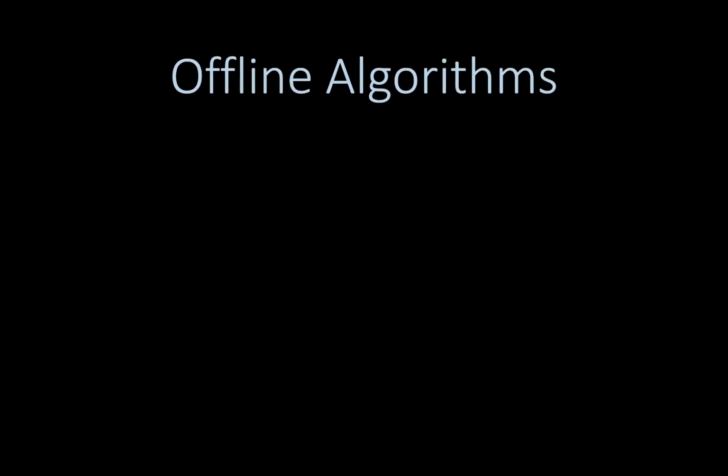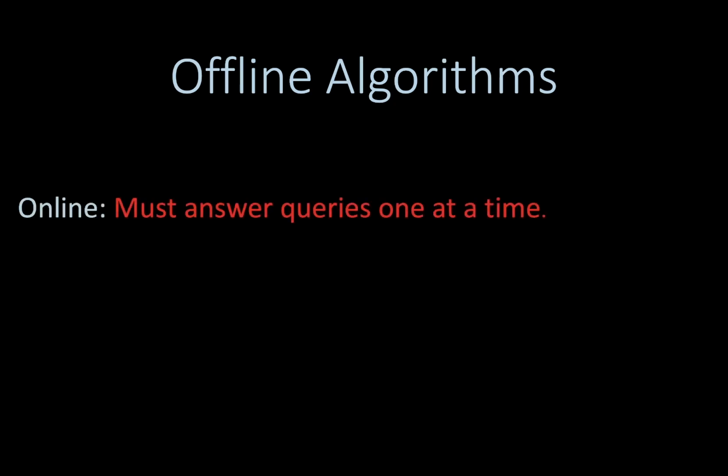Well, you might have heard the terms online and offline before, and they relate to how you're given input in a problem. In a problem which is solved in an online fashion, you must answer queries one at a time. So if you have a question where you have to answer a bunch of queries, you have to answer one query before you're given the next query. You don't get the whole input at once.